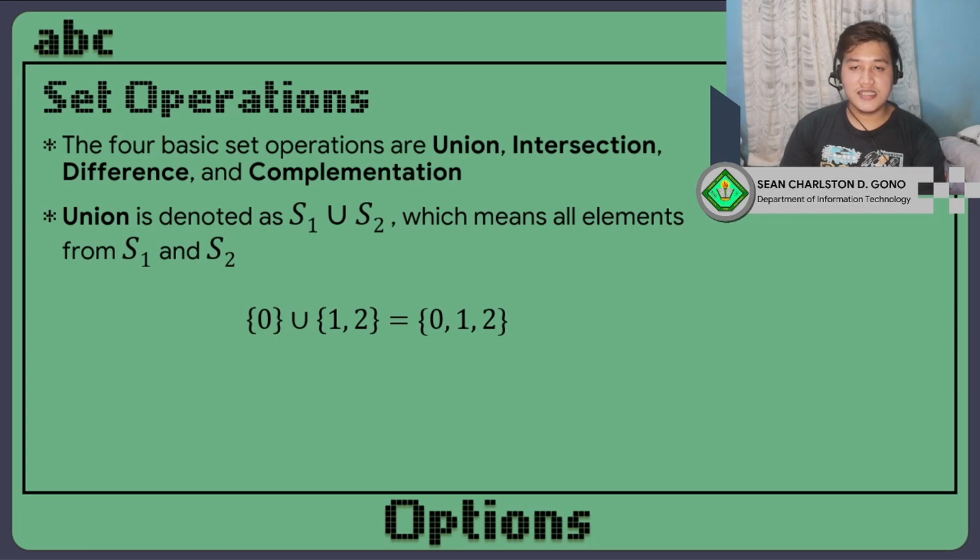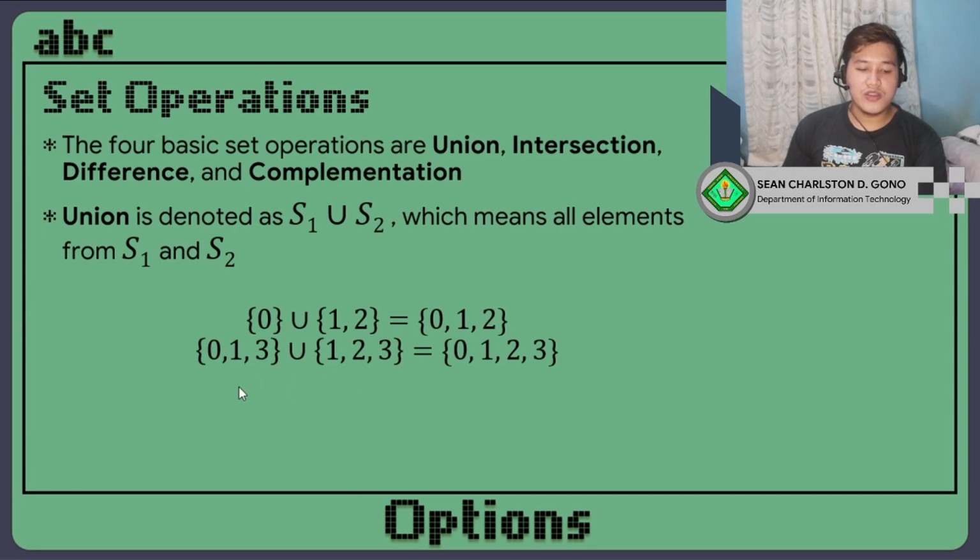How about two sets that have the same numbers as well? Just like this. So we have set {0, 1, 3} and set {1, 2, 3}. If we try to get their union, we will combine them, counting the same numbers only once. So the union of {0, 1, 3} and {1, 2, 3} is equal to {0, 1, 2, 3}. Because both sets have number 1, which is right here, and number 3, which is right here.